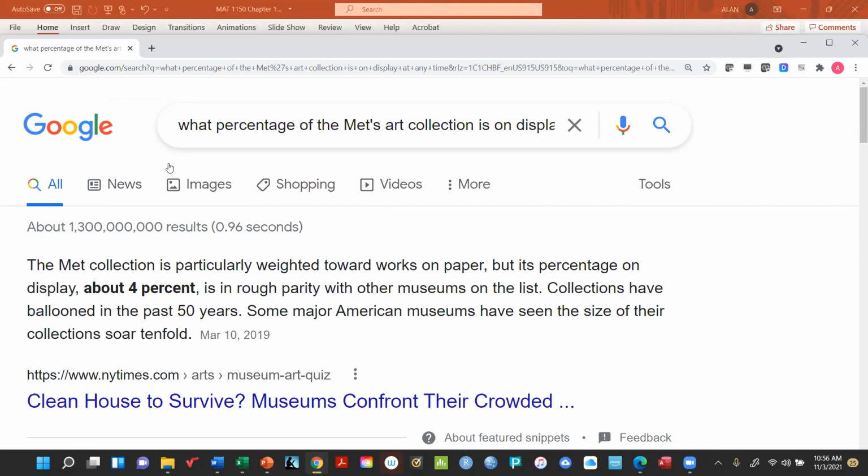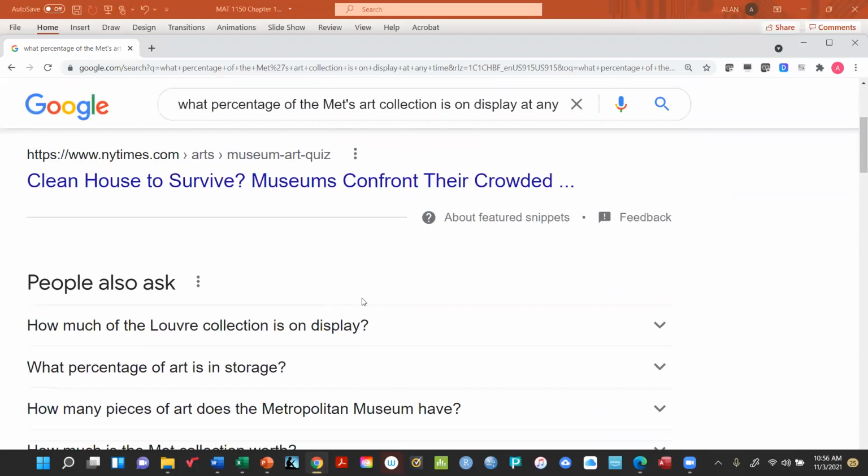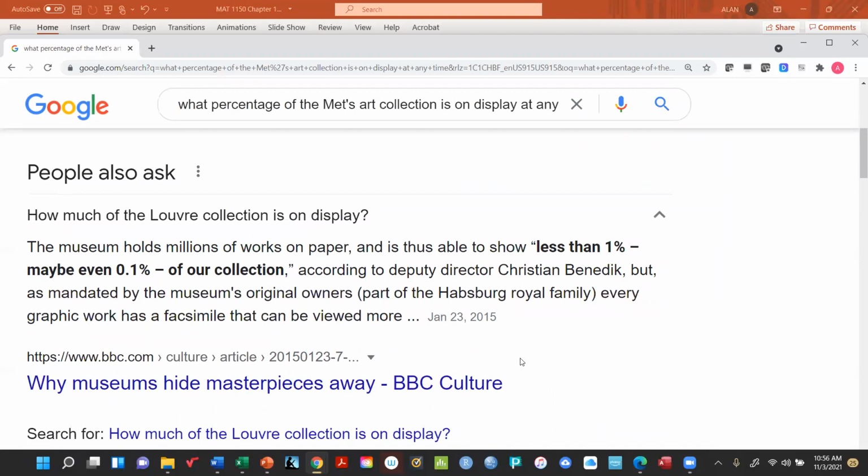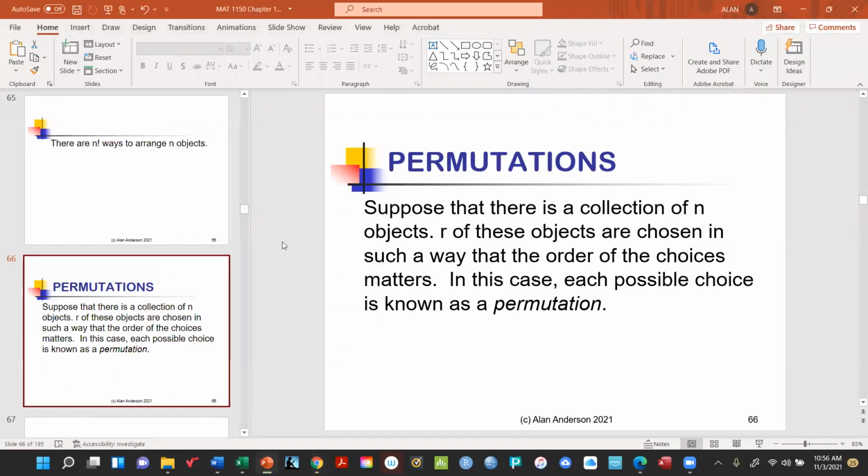That's pretty interesting. But what that means though, is that they have to make a lot of decisions about what to show. Oh, what about the Louvre? I bet theirs is, oh my God, less than 1%, maybe even 0.1% of their collection. But of course, the Louvre is a lot older than the Met, but they can only show so much. So they have to make some decisions.